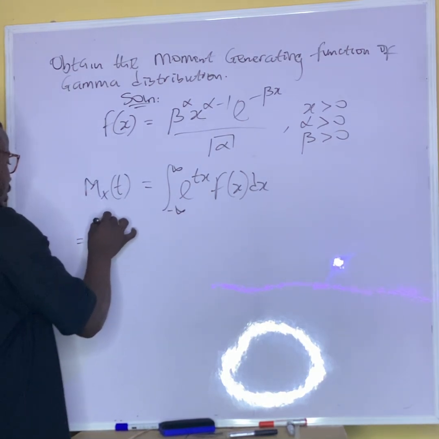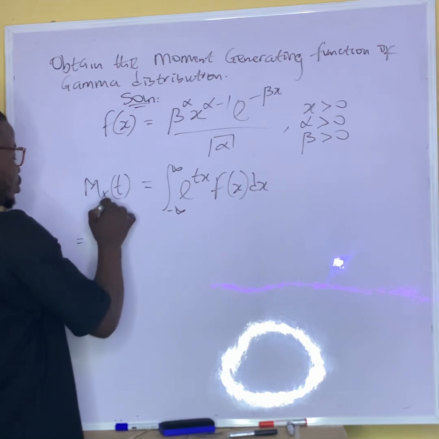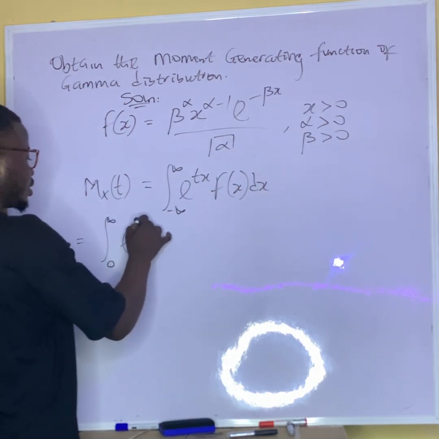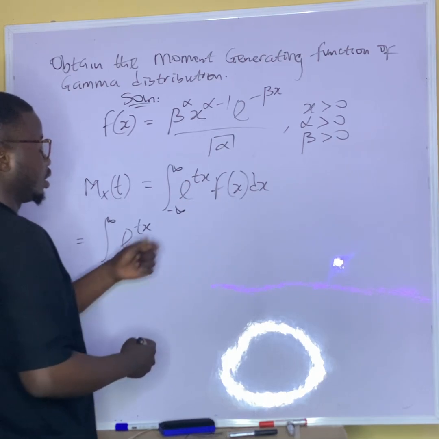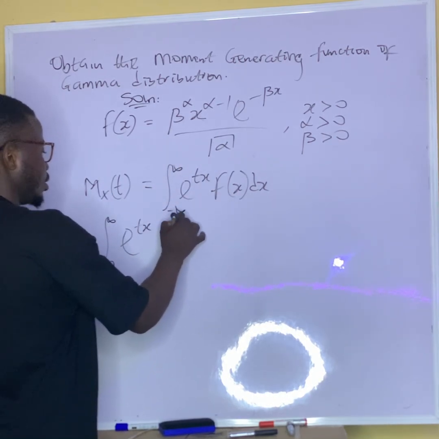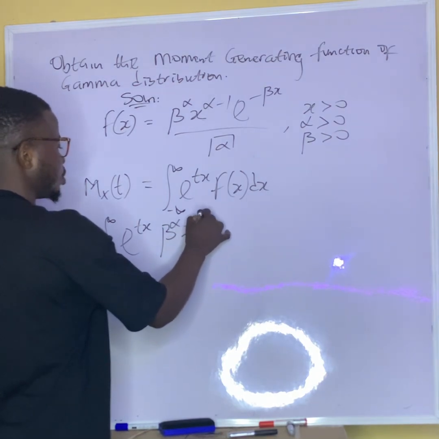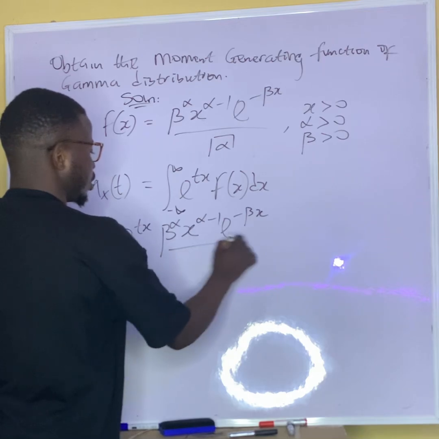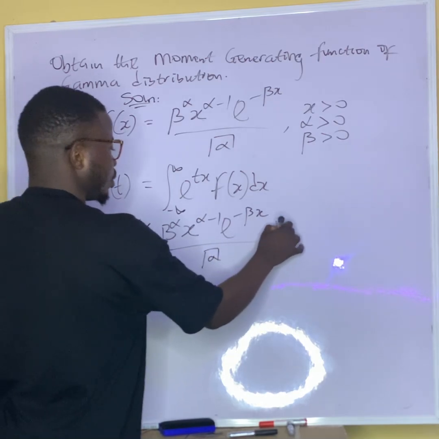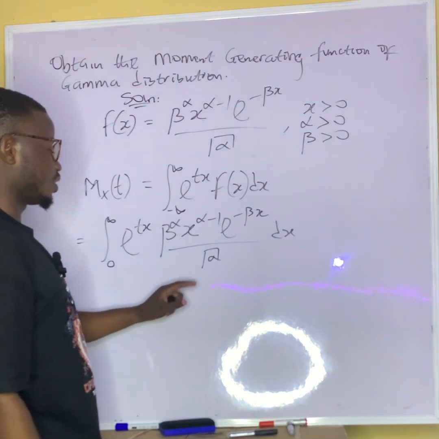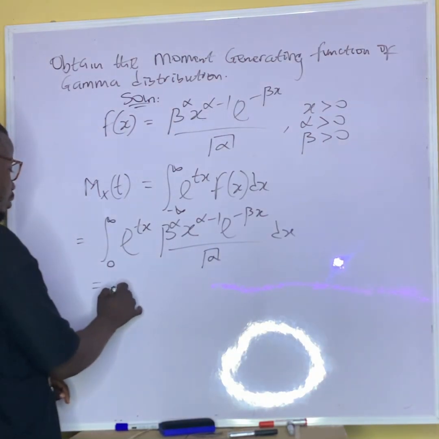So we have the integral from 0 to infinity, since x is greater than 0, of exponential tx. Now the PDF f of x is given as beta raised to the power alpha, x raised to the power alpha minus 1, exponential minus beta x over gamma alpha, with the dx at the back. This beta raised to the power alpha and gamma alpha are constants, so we can factor them out.